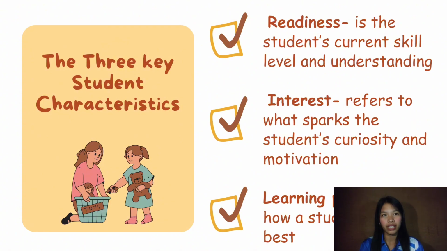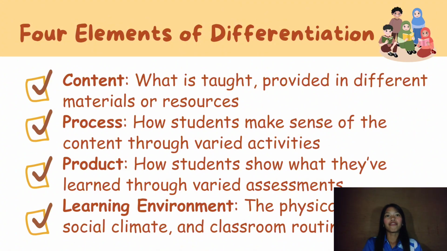First, we have readiness. Readiness is where the student is right now in their skill and understanding. It's not about age or grade, but their current level. Next, we have interest. Interest is what sparks their curiosity and influences their motivation to learn. The learning profile is about how they learn best, their preferred styles, whether they're visual, auditory, kinesthetic, or social learners. The next is the four elements teachers can differentiate.